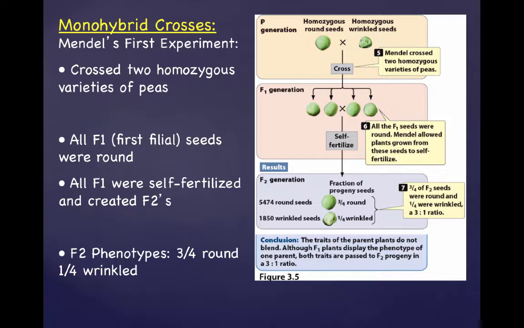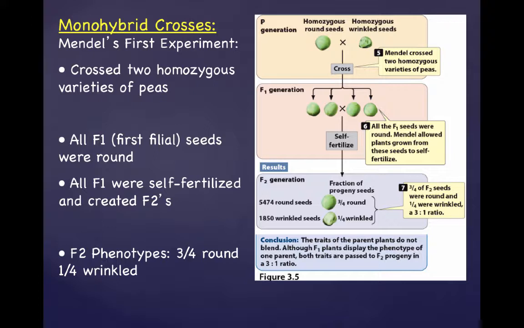So he first crossed these two homozygous varieties of peas, and he found out that they were homozygous because he took 2 years to select the parent lines. And so, as you can see in the figure over here to your right, we've got a round seed, and that plant was crossed with a plant that produced a wrinkled seed. And in that F1, or the first filial generation, all the F1 seeds ended up being round. So Mendel really allowed these plants to grow.